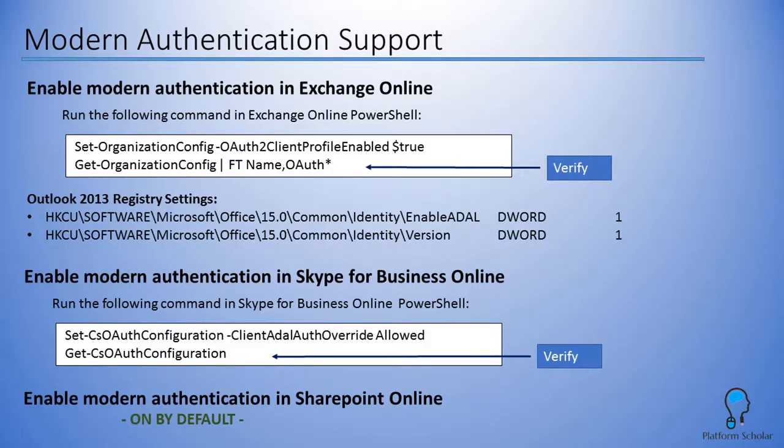For Skype for Business Online, you must first download and install the Skype for Business Online PowerShell module. It's something we have not worked with before. Once connected, you'll need to run the set cs-oauth config command with the -client adal auth override allowed parameter. You can use the get-cs-oauth configuration to check. There's nothing that needs to be done with SharePoint Online, and it supports modern authentication with no intervention.